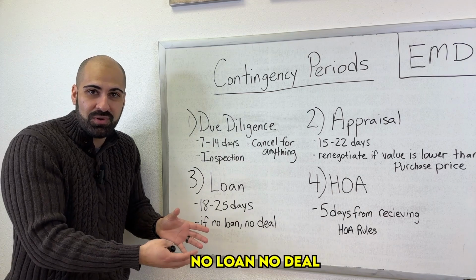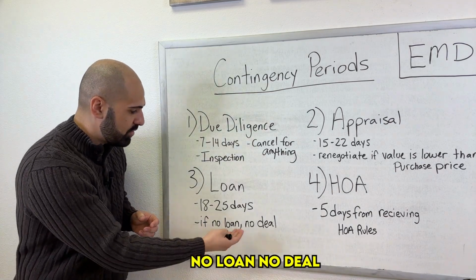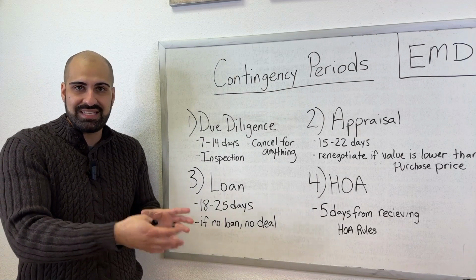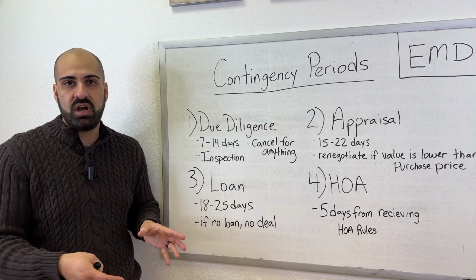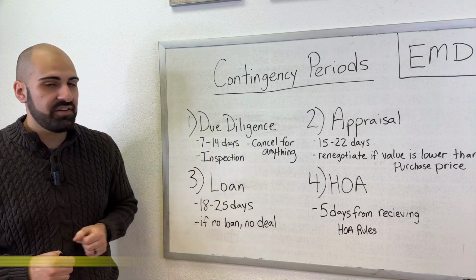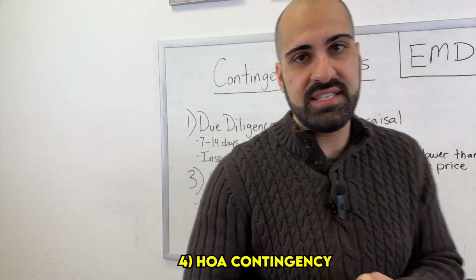Obviously, if there's no loan, there's no deal, right? No loan, no deal. So the loan contingency states that if you cannot qualify and get approved for the loan in that time frame, then you can cancel the contract as the buyer and get your money back, no questions asked. And then finally, we have number 4, which is the HOA contingency.